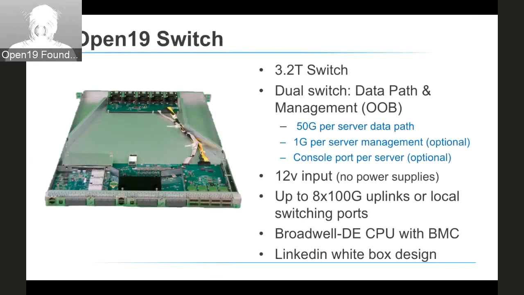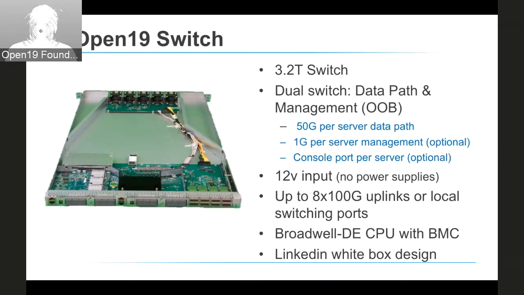If we look at the Open19 switch, first, this is an optional switch, so if you don't feel comfortable with switching into a special switch, you don't have to, and I'll explain in a minute how you don't have to. This is a 3.2 terabit switch. It has a dual data path 3.2 terabit switch, but it also has a management out-of-band switch.